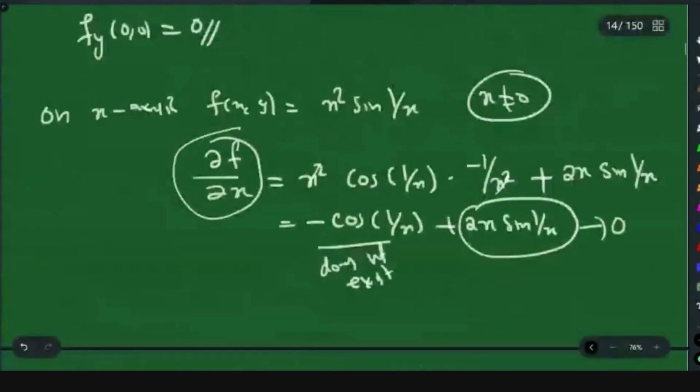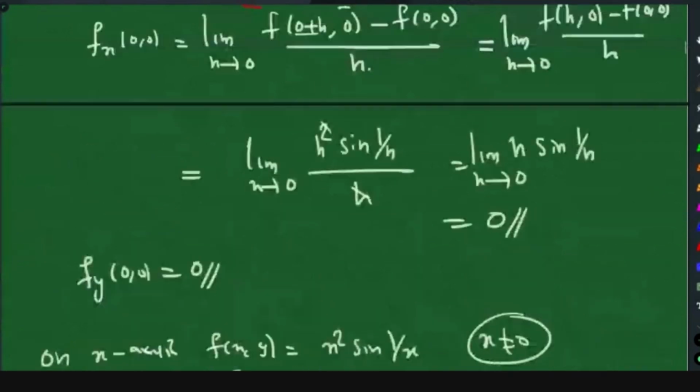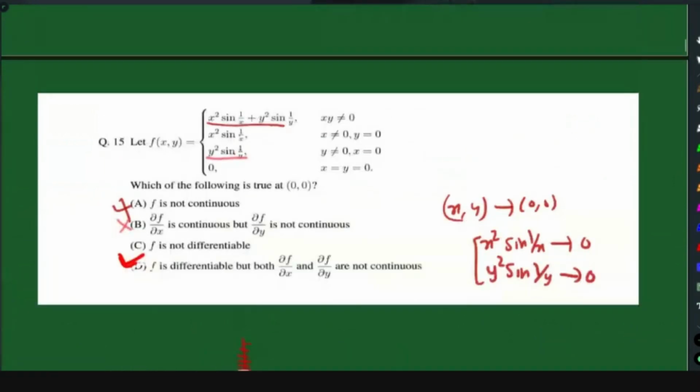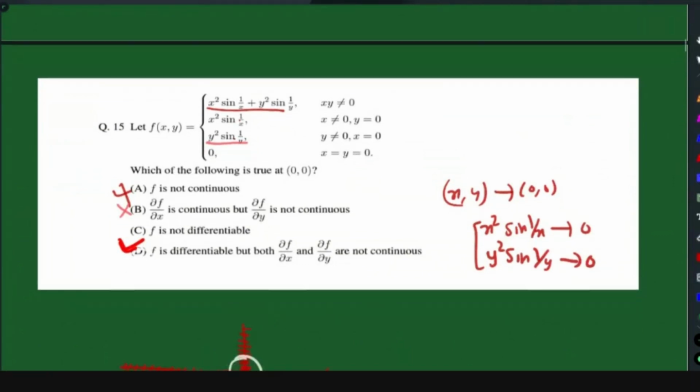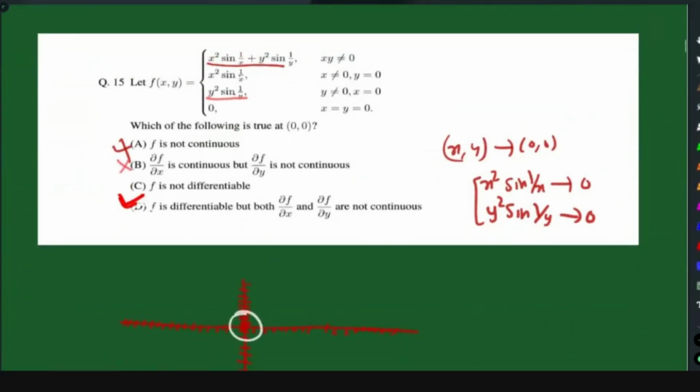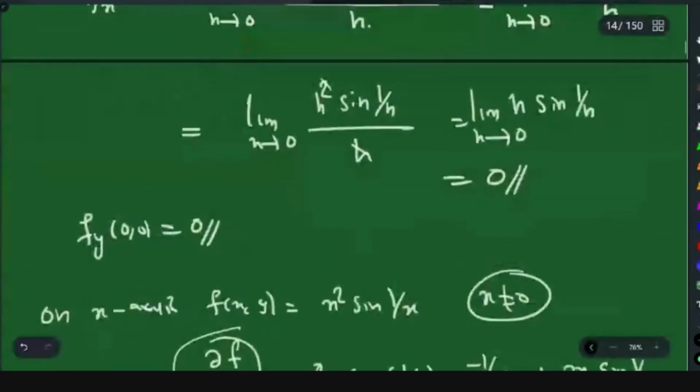So the answer is the fourth one. F is differentiable, and both ∂f/∂x and ∂f/∂y are not continuous. So this is the correct answer. Do you understand this? Yes, sir. Okay, so let us go to one more problem.